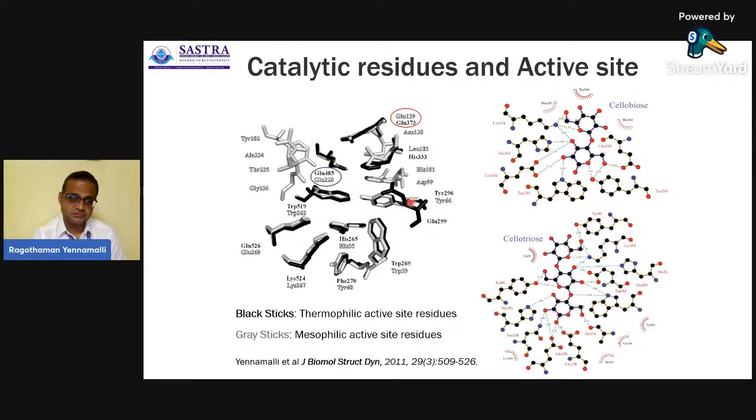So here's the nucleophile and the acid-base donor of the thermophile and the mesophile, shown in black and gray respectively, and the interaction maps of the mesophile and thermophile in terms of the substrates that they bind. So they bind to cellobiose and cellotriose.